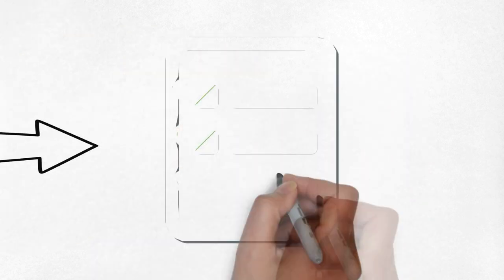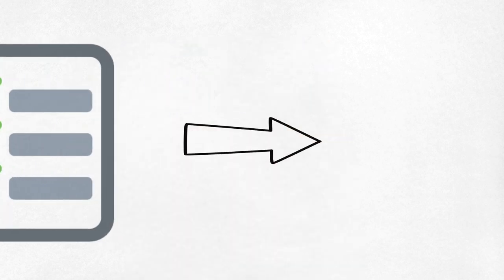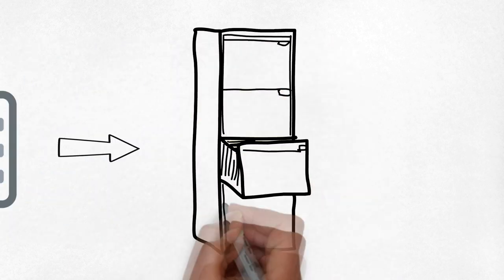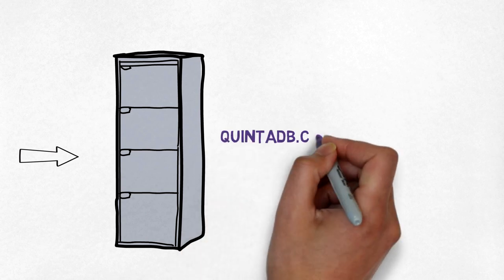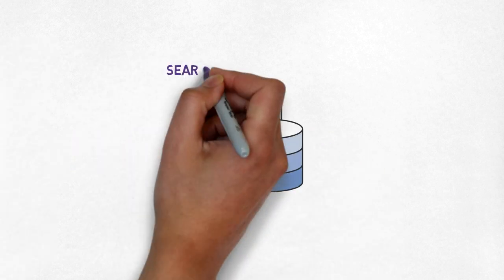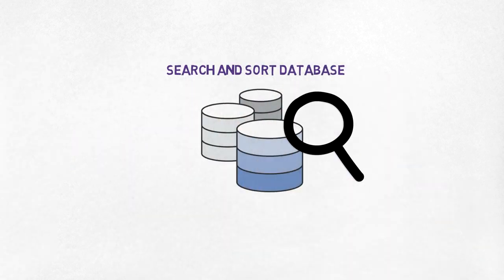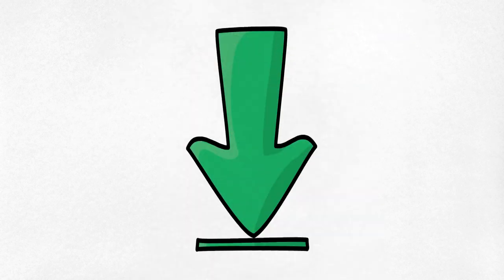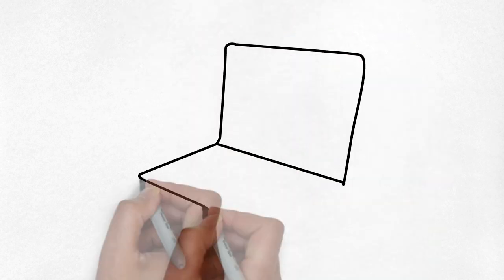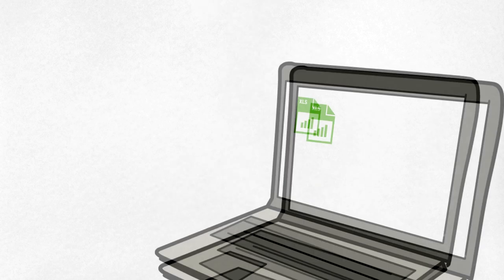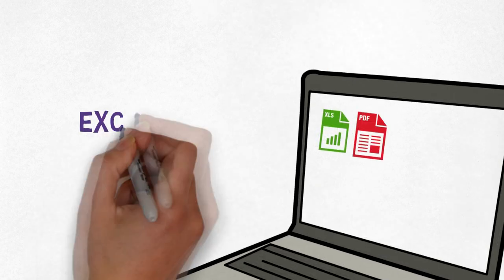Embedded web forms allow you to get and store users' data, which will be saved at QuintaDB.com servers. You will have the ability to search and sort databases. This easy-to-use web database utility also allows you to store your databases on your computer using Excel and PDF export.